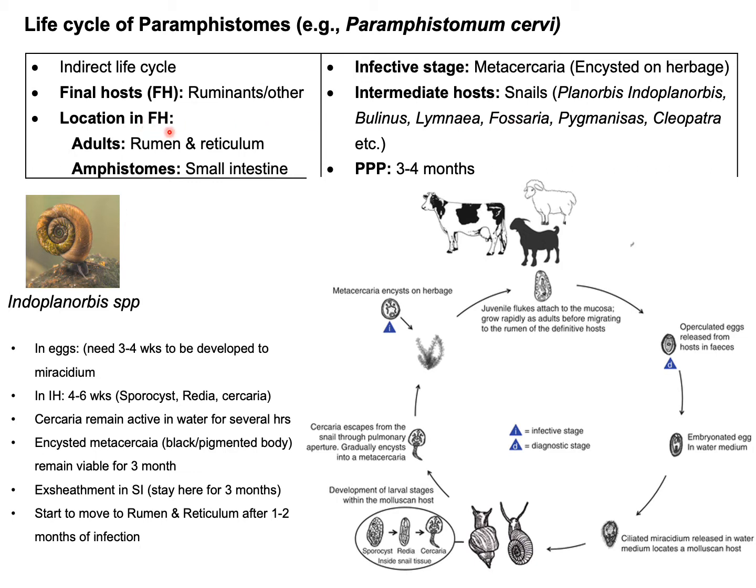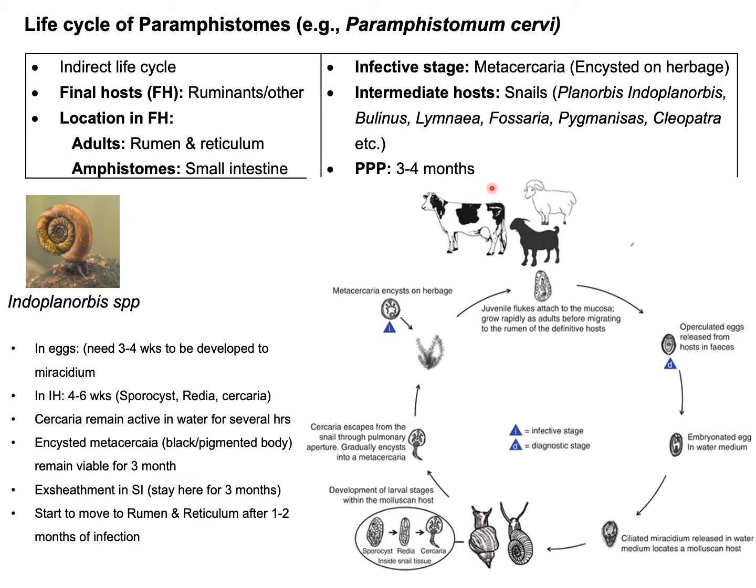The location of the final host of this parasite is rumen and reticulum. This is actually the adult parasite will be located in rumen and reticulum, and the amphistome, that is immature stages, will be found in small intestine. And time required for the completion of this life cycle is around 3 to 4 months.